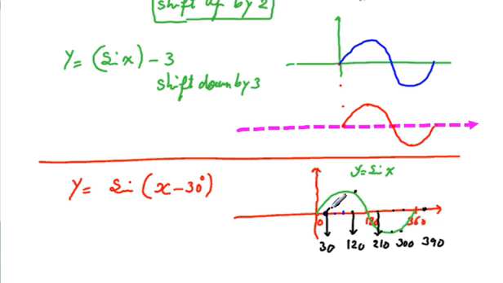So you start from here, you go up, you come down, hit the bottom at 300, come back at 390. The picture isn't that good, but this is the graph of y is equal to sine of x minus 30.